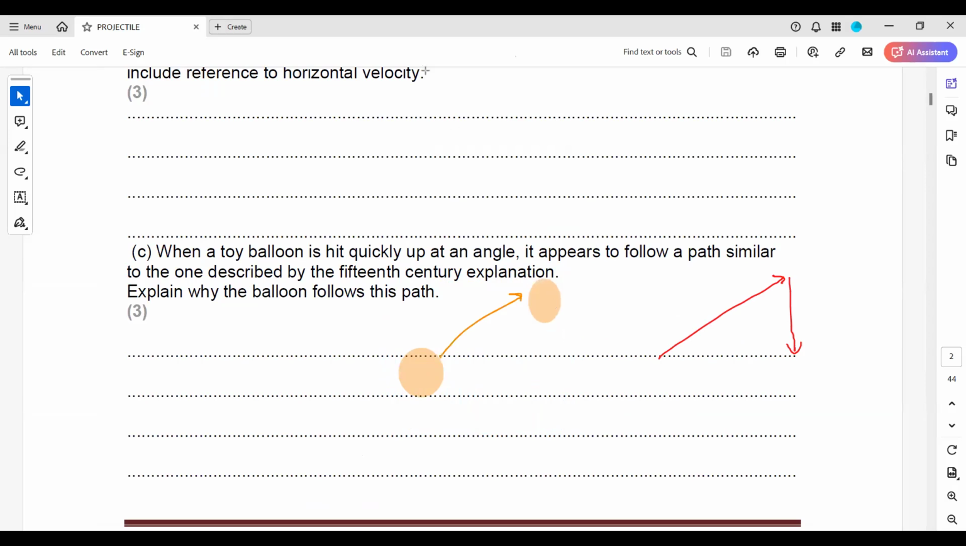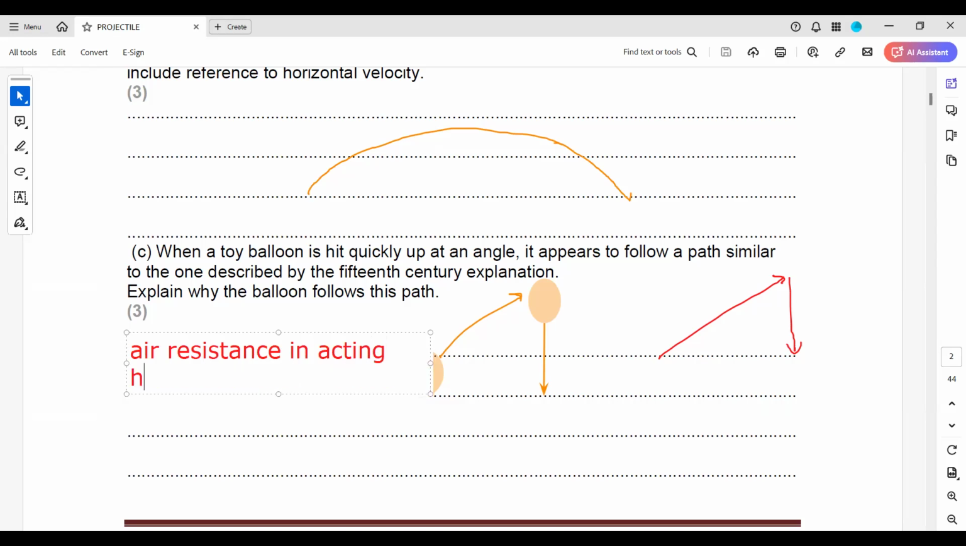So the balloon is not an ideal case. What is the reason the balloon follows the same trajectory? In the case of a balloon, air resistance is not negligible. Like in projectile motion, we always assume that the air resistance is negligible, and this will be the trajectory or the path it will follow. But in the case of a balloon, air resistance is acting.